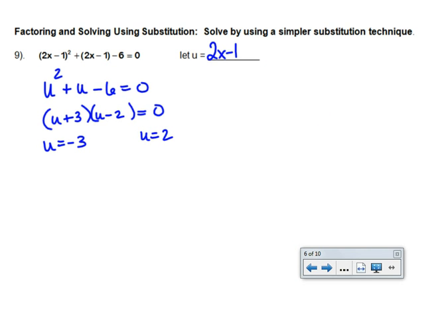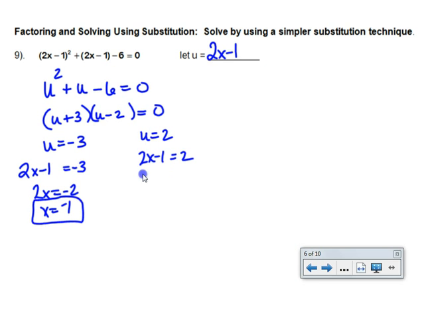Because remember, U is not really U. U is 2x minus 1. So what I'm going to say is 2x minus 1 equals negative 3. And 2x minus 1 equals 2. And that I can solve. So I'm going to add the 1, divide by 2, and I get x equals negative 1. I'm going to add the 1, divide by 2, and I'm going to get x equals 3 halves. And trust me, the alternative to solving that equation was not great. That was a really slick method.